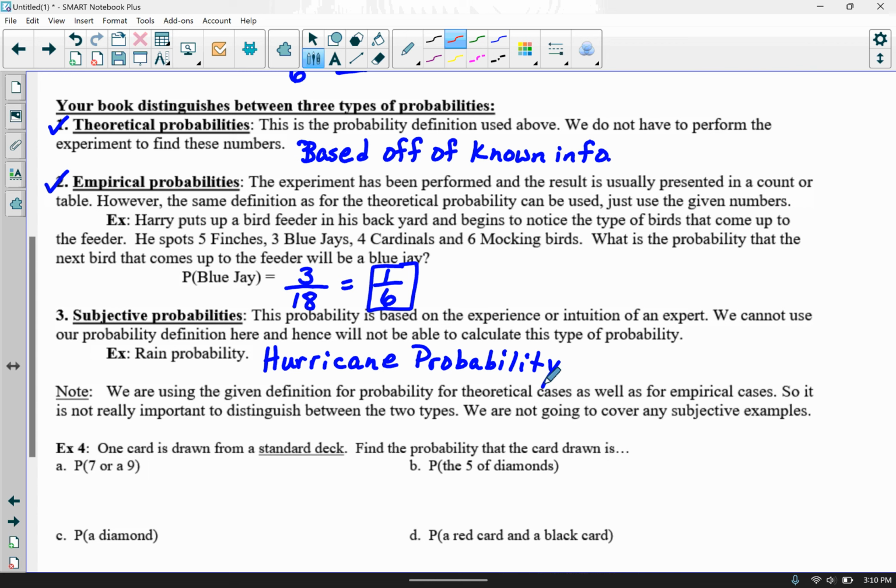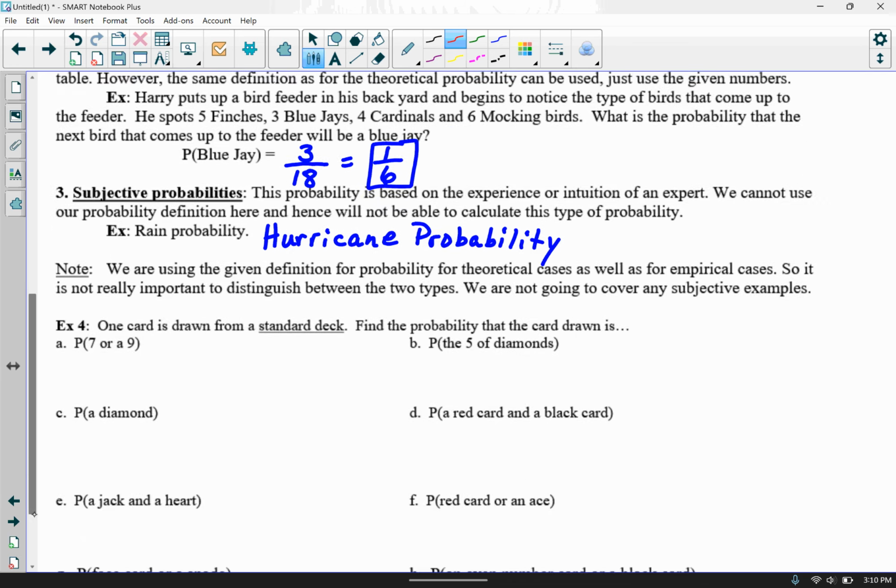They start showing you the spaghetti models. Those spaghetti models are the idea of subjective probability. It's based off of models and experience and intuition, from what they believe to happen, or believe may occur. So for that reason, we would not be able to calculate that type of probability.